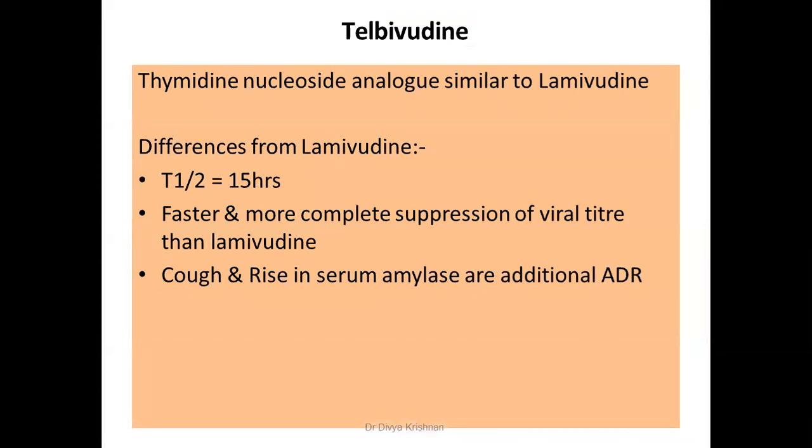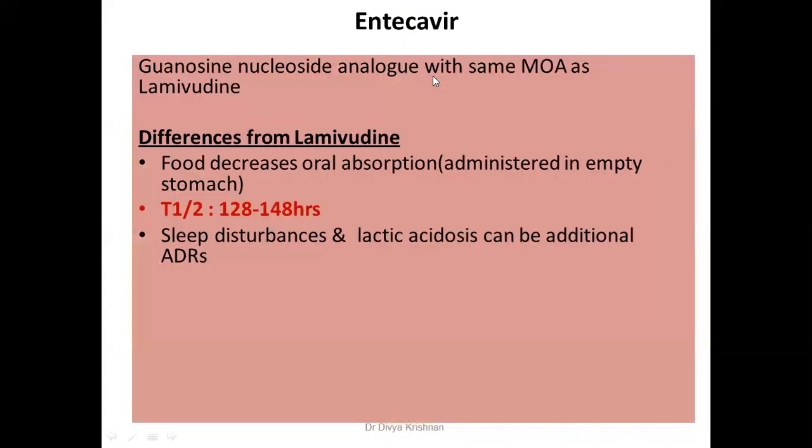Now we'll look at the next drug, telbivudine. It is a thymidine nucleoside analog which is similar to lamivudine. We'll just look at the differences from lamivudine. It has a half-life of 15 hours, slightly longer, and faster and more complete suppression of viral titer than lamivudine. You can call it more potent. Sometimes you can see cough and a rise in serum amylase as additional ADRs with telbivudine.